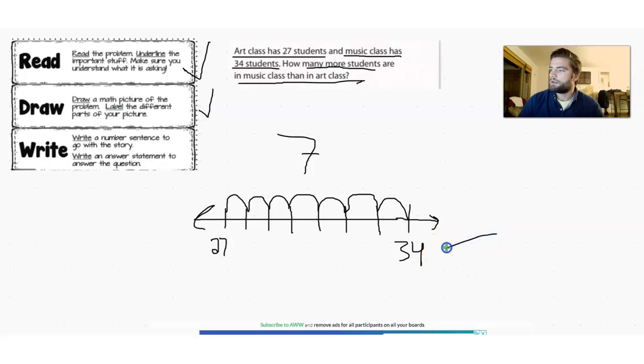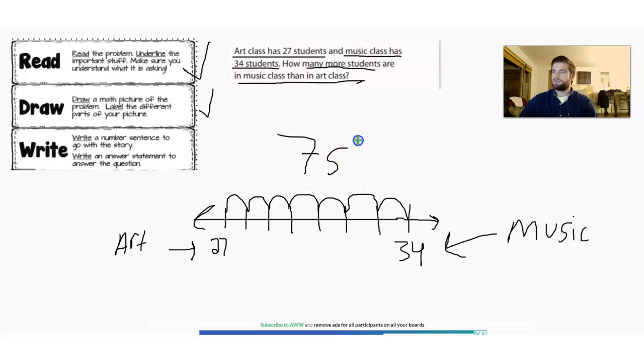One thing you could have done here is you could have written the names of the class. So we know music class is up here with 34 students. And we know art class is down here with 27 students. But now that we have our answer, 7 students, it's time to write our final answer.